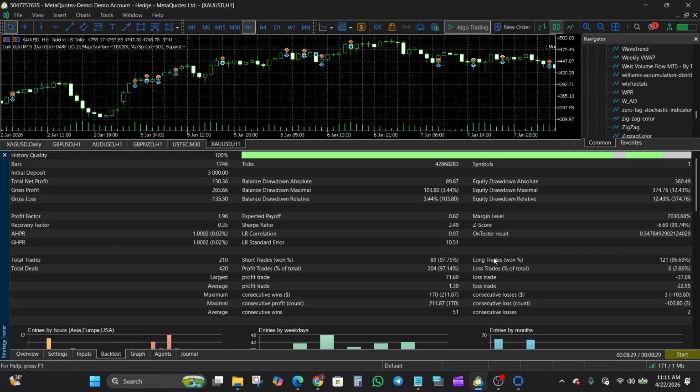But keep in mind that these are historical results and they depend heavily on the risk settings used, the lot size, configuration, and market conditions during the test. So different settings can actually produce very different outcomes. This is why optimization and forward testing are very important before using any EA in a live environment.